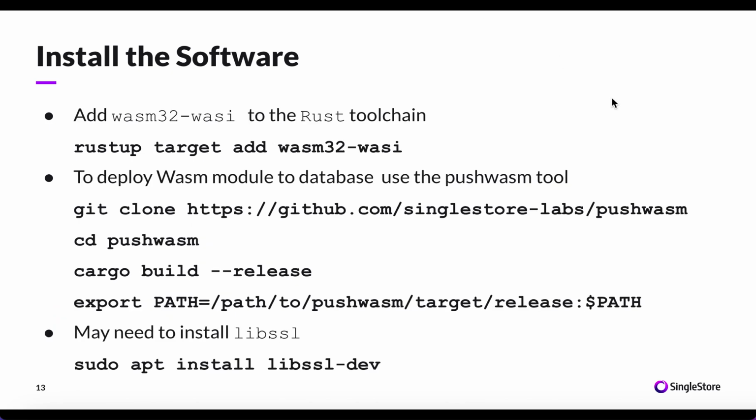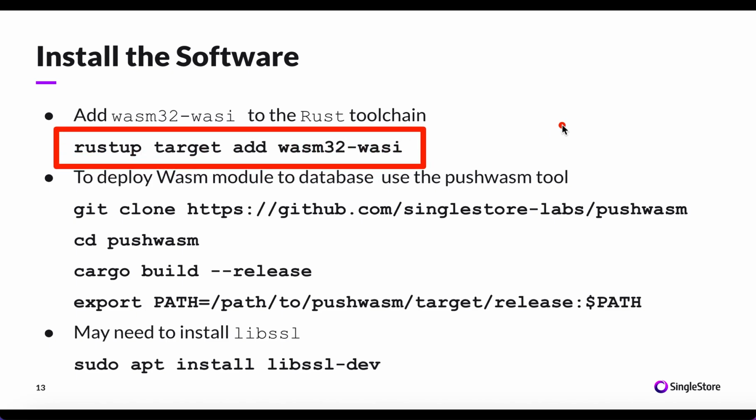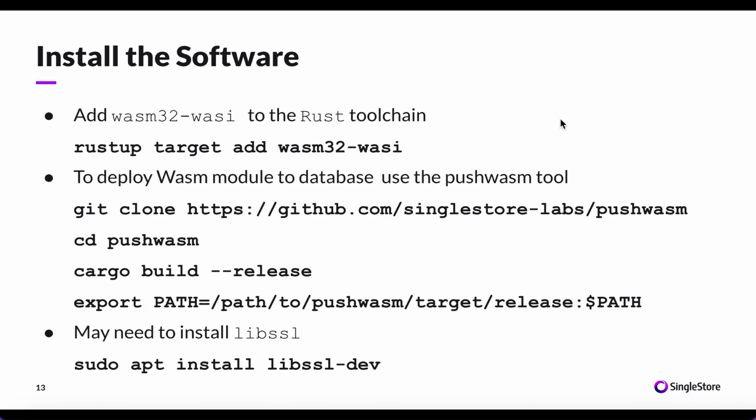So here we can see the next couple of steps. First one is to add the wasm32 WASI to the Rust toolchain, as it's not installed by default. Very straightforward, as you can see. The next step after that is to use this push wasm tool, and in order to deploy our wasm, we need this for SingleStoreDB.